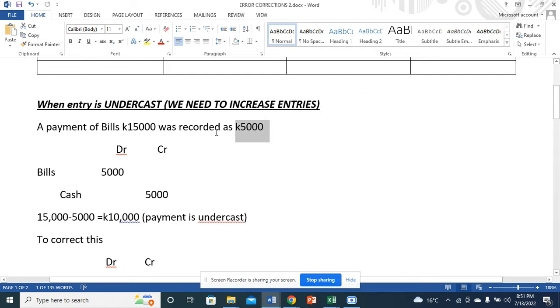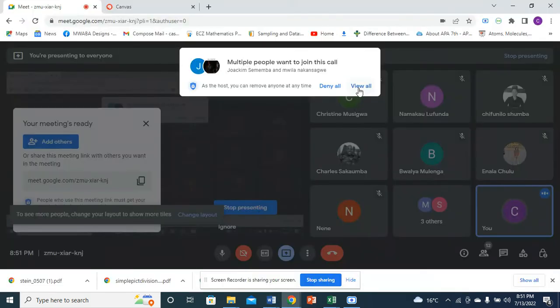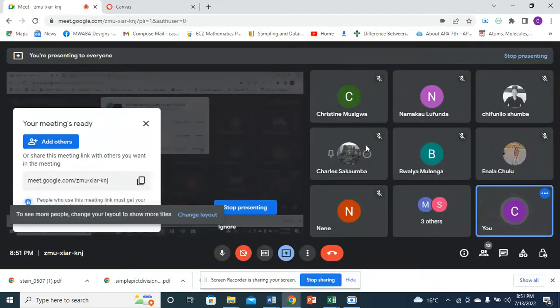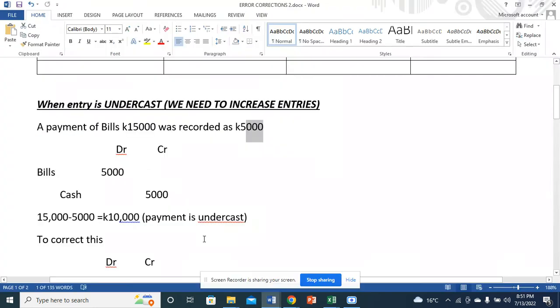So what you're supposed to do, you get the difference between the correct amount and the wrong amount, which is 10,000. So we know that the entry was undercast by 10,000. To correct this error, we're going to need to increase the bills account and the cash account, so that we can have the correct amount in both accounts, which is 15,000. So that's what we did.